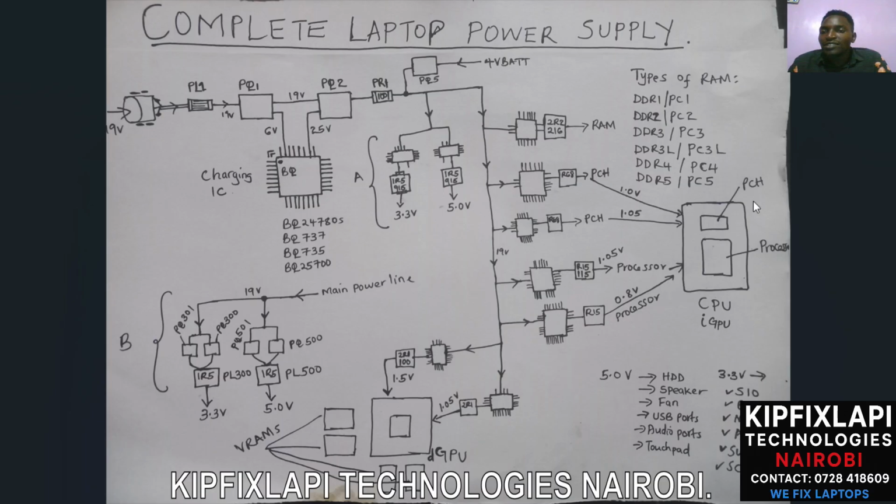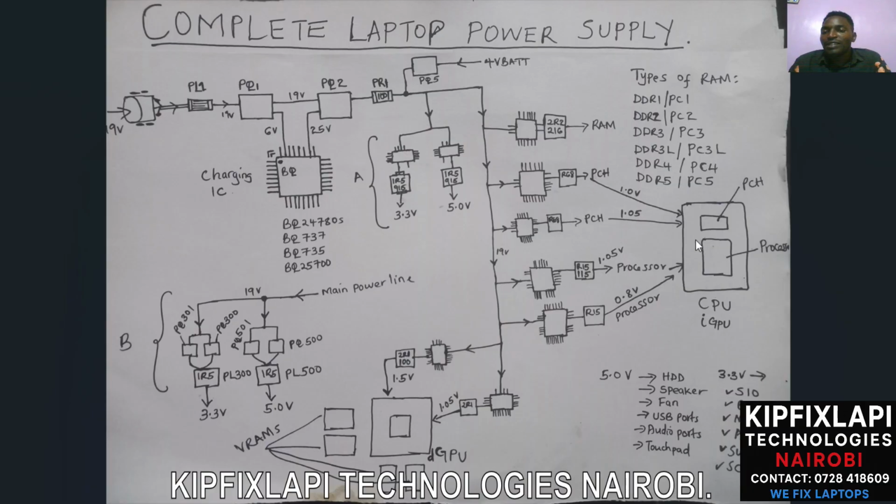So within the CPU, we have two main chipsets. The chipsets are the PCH and the processor. And again, you can see here I wrote CPU, then something to do with iGPU. This is called integrated GPU. This one is available in laptops which don't have a dedicated GPU. In case your motherboard does not have a dedicated GPU, it will have an integrated one. So within the CPU, we'll have the iGPU.